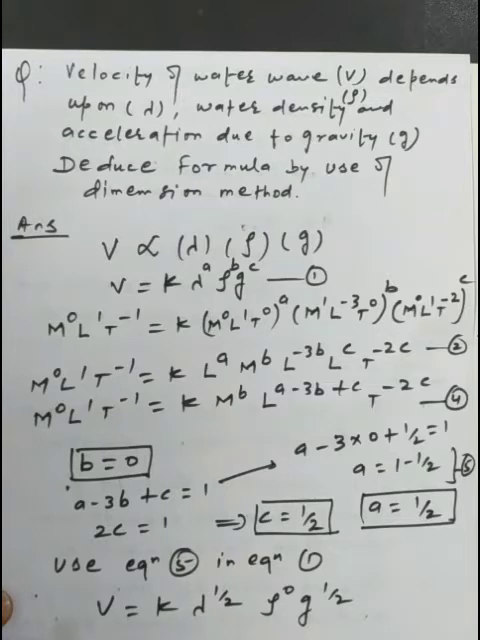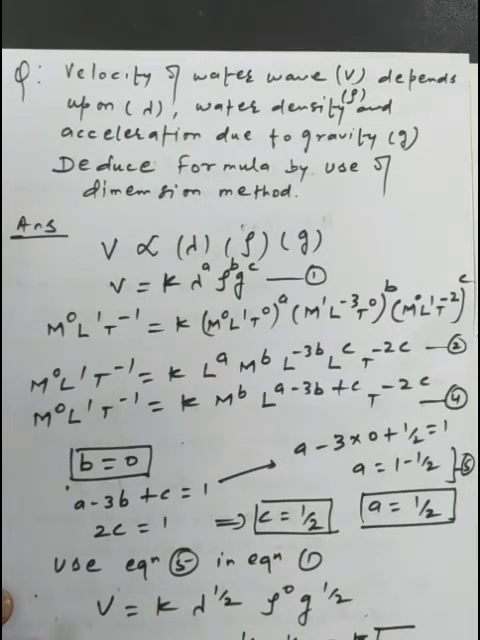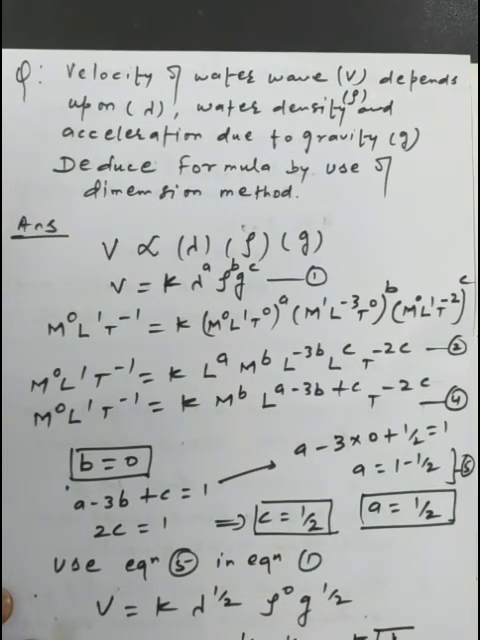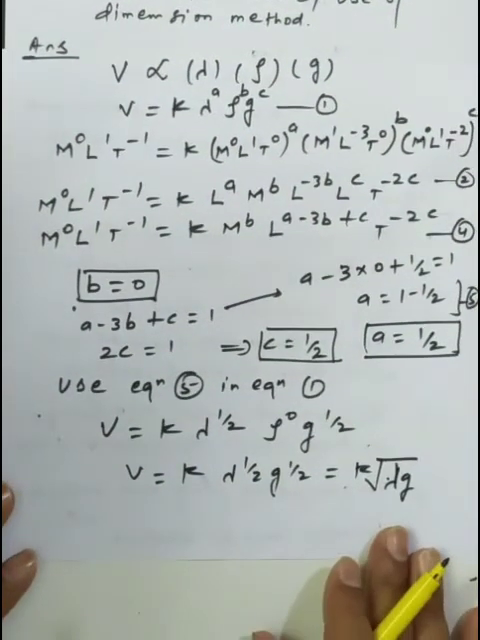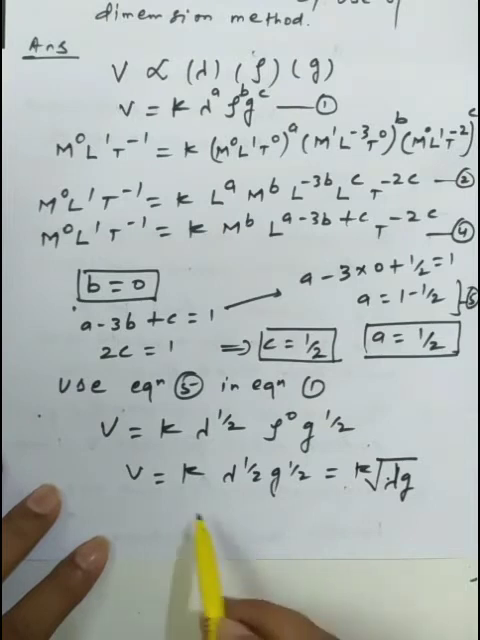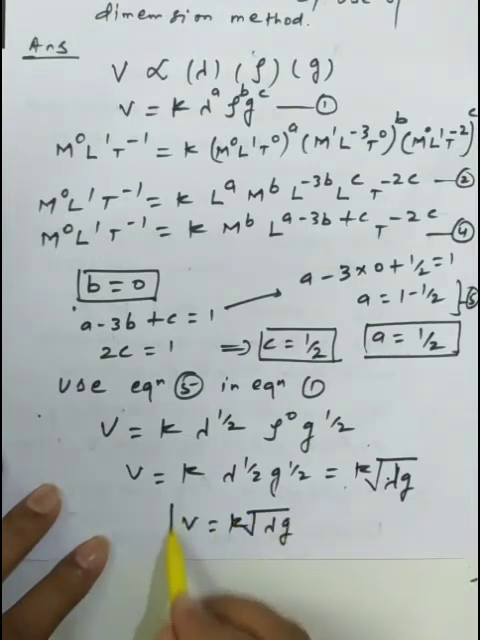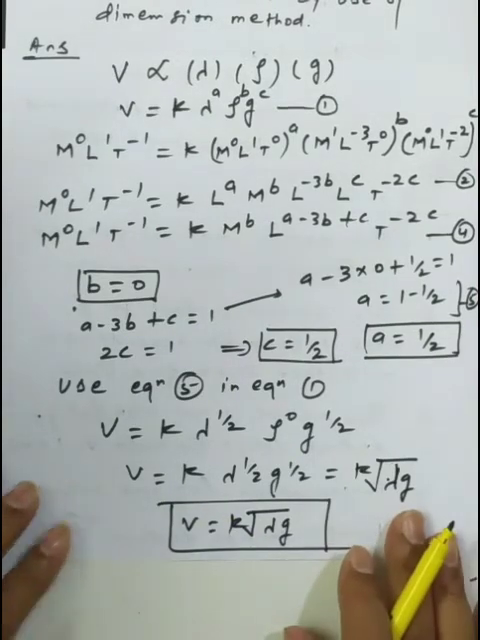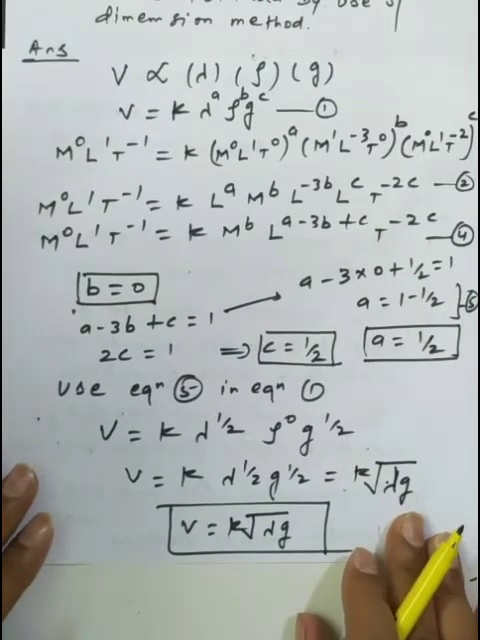So finally, we are just getting the formula, that is V is equal to K lambda to the power 1 by 2, G to the power 1 by 2, and the value of rho is 0, that is equal to 1. So we are just getting K under root lambda G. So this is the representation of the final formula. Okay, so V is equal to K under root lambda G. This is one of the representations of the final formula we have. So this is the third method.